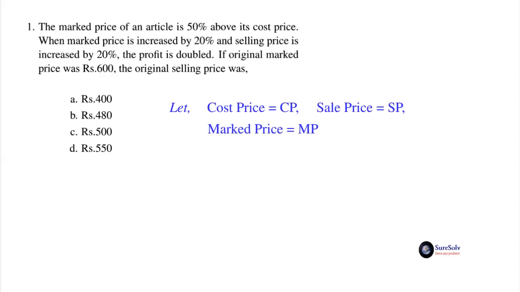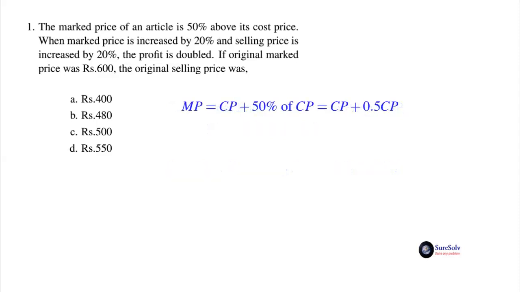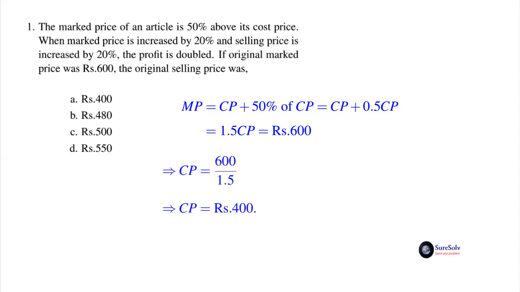Let cost price be CP, sale price be SP, and mark price be MP. Question is, how many times of CP is MP? Being 50% more than the cost price, mark price is 1.5 times CP, which is equal to Rs 600. So cost price CP is Rs 400.